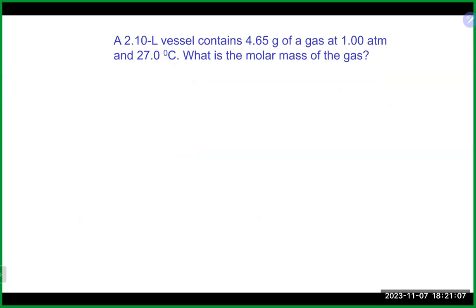So once you try this one here, we have a 2.1 liter vessel that contains 4.5 grams of a gas at 1 atmosphere and 27 degrees Celsius. What is the molar mass of the gas in grams per mole? So why don't you take a moment and see.